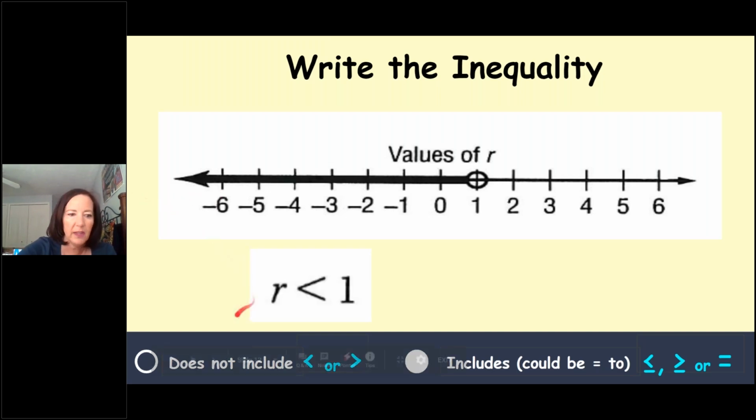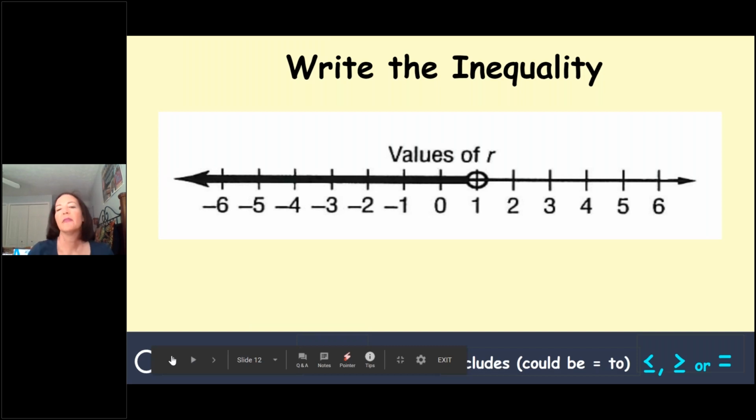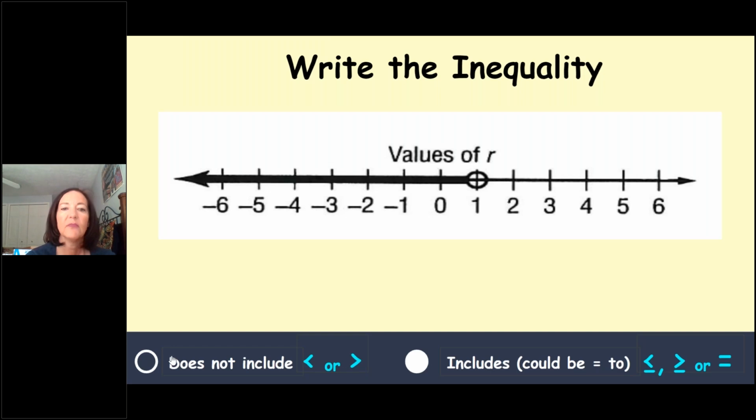Okay, let's try the next one. Okay, Danielle. Sorry, cheated on that one. Danielle, what's the inequality that matches this one? Okay, so it's going to be, is that an R? Yes, it's an R. It's going to be R, and it's open, so it's going to be less than because it's pointing to the negative. R is less than 1. Perfect.